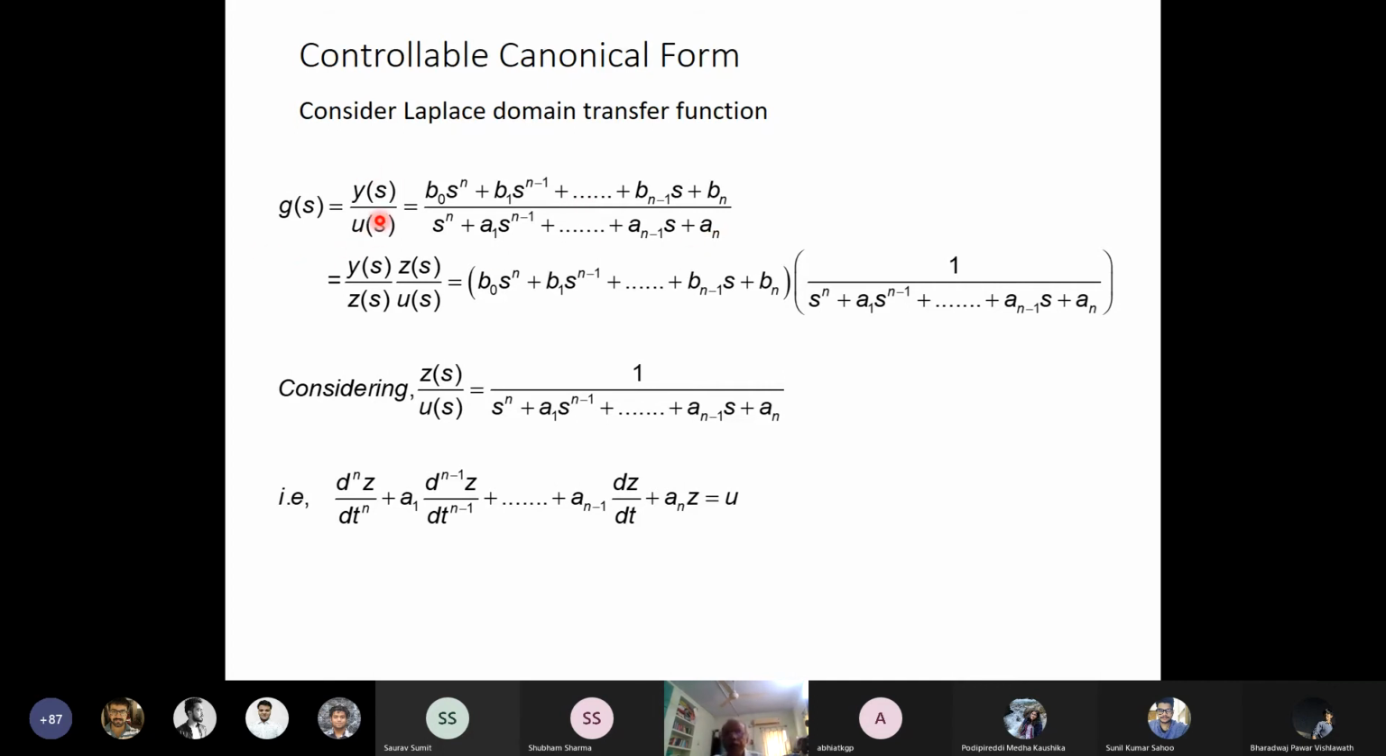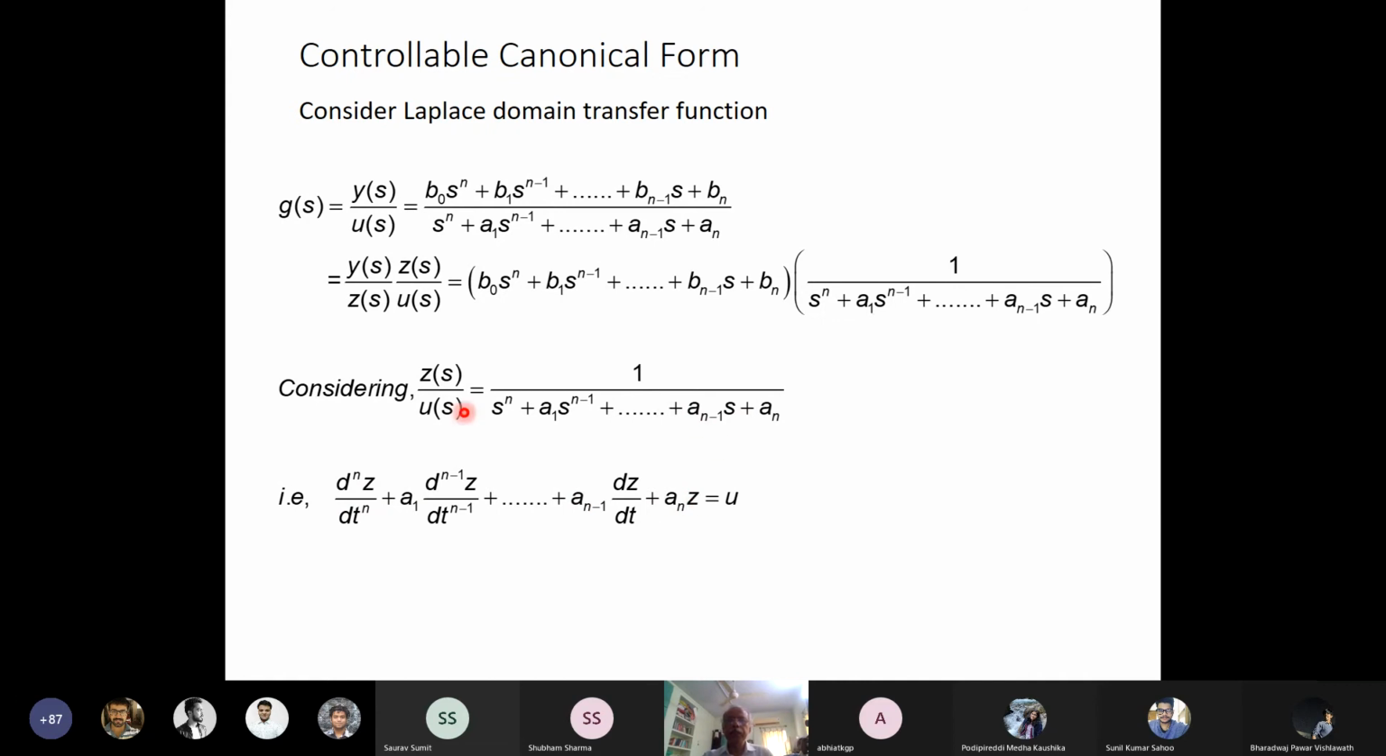Now Y(s)/U(s) I can write as Y(s)/Z(s) into Z(s)/U(s). That means I am separating out the numerator and denominator parts. The denominator part I write this way, 1 by this term, and the numerator part is b0 s^n + b1 s^(n-1) + ... + bn. So here Z(s)/U(s) is 1 by the denominator term, and Y(s)/Z(s) is the numerator term.